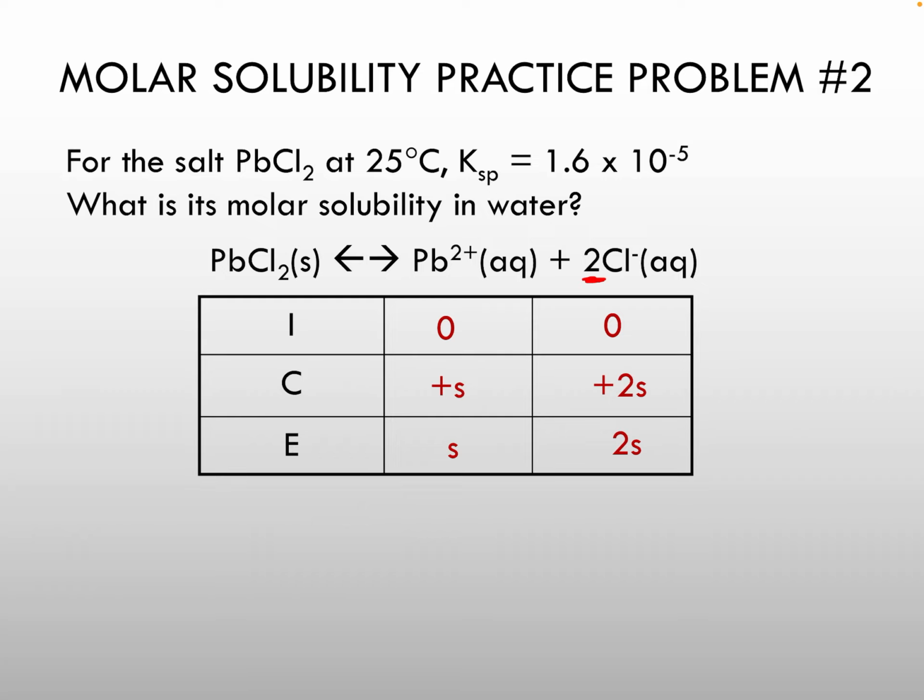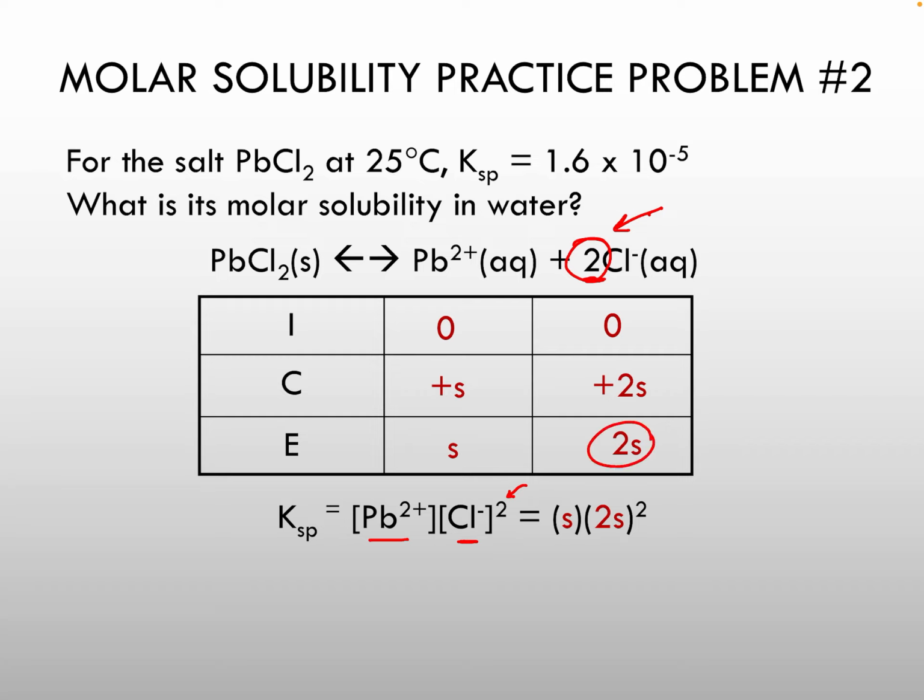So now when we fill them into our KSP expression, we have our lead times our chloride raised to the power of its coefficient. So we've got to square it because of this 2 out front. So I like to remember this as you're going to use this 2 twice. You're going to use it here and you're going to use it here. Okay, so just make sure that you are using that 2 in front of the S as well as using it in your KSP expression to square the concentration of the chloride.